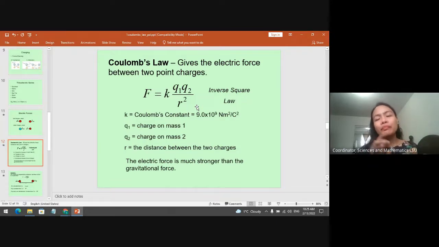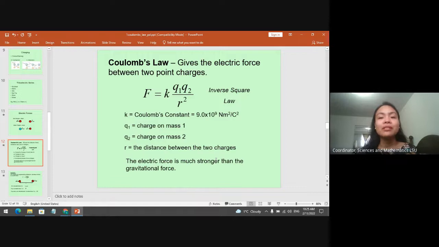All right, so here K is Coulomb's constant, and it has the value of 9.0 times 10 to the 9 newton meter squared per coulomb squared. Okay, some sources say 8.99 times 10 to the 9. All right, so Q1 is the charge on mass 1, Q2 is the charge on mass 2, or object 1 or object 2, and r is the distance between the two charges.